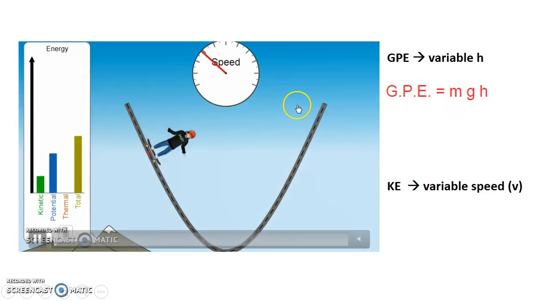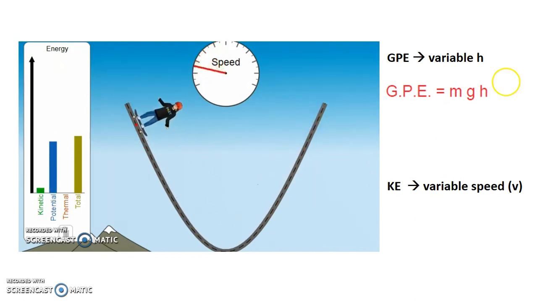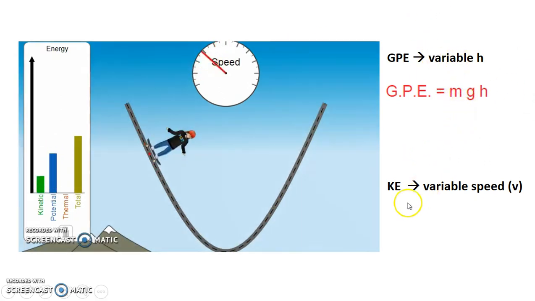Because the heavier an object is, the more mass an object has, the higher its gravitational potential energy. For example, if you were to drop a bowling ball versus a small marble from the same height, which one do you think will cause more damage? Of course, the bowling ball, right? Because it has more mass. So that's for gravitational potential energy.